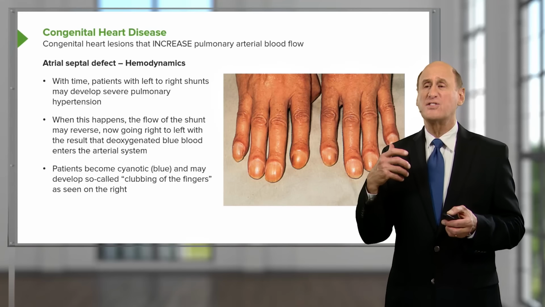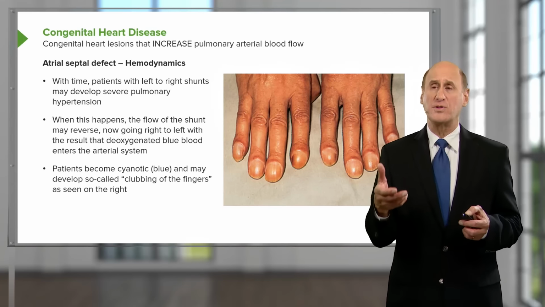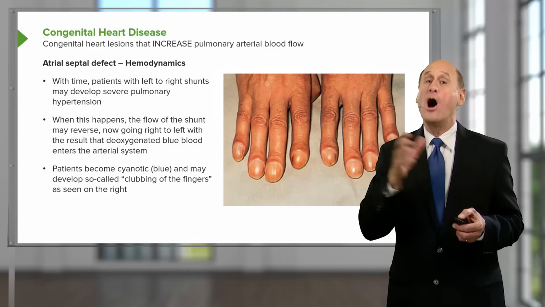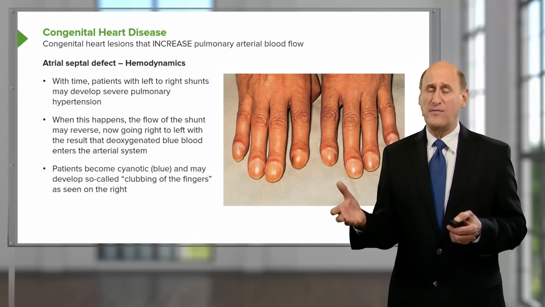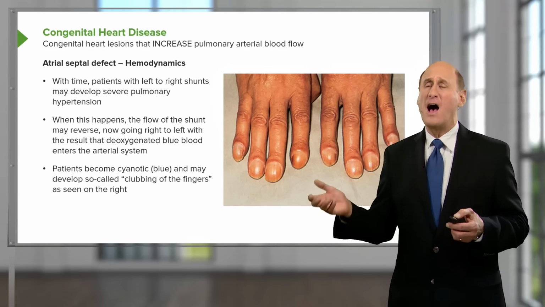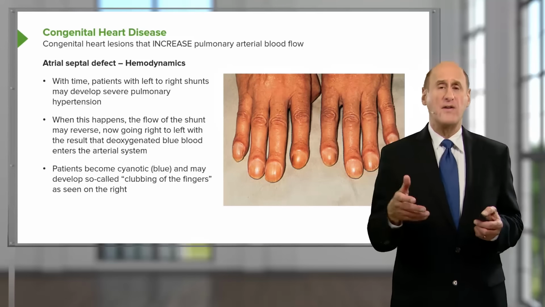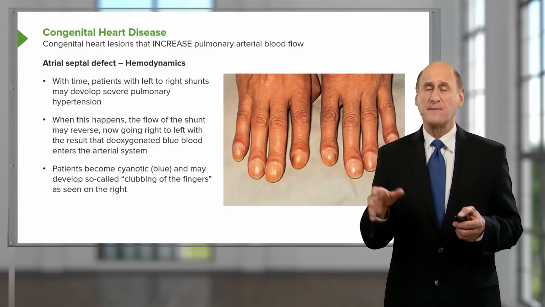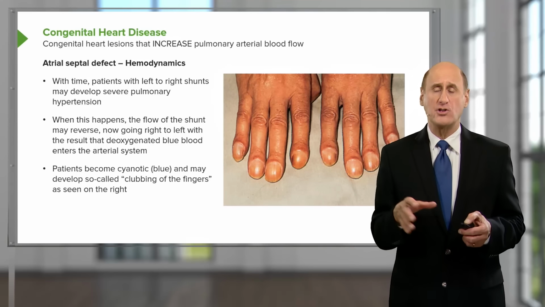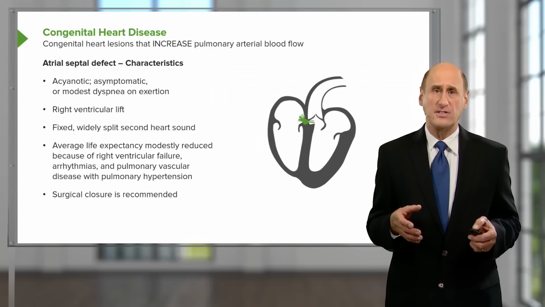It's because of severe increase in pulmonary vascular resistance from long-standing uncorrected shunting. It occurs more commonly with ventricular septal defect, when higher pressures are seen in the right ventricle than occur in atrial septal defect. Nevertheless, this is a very dreaded complication of congenital heart disease.